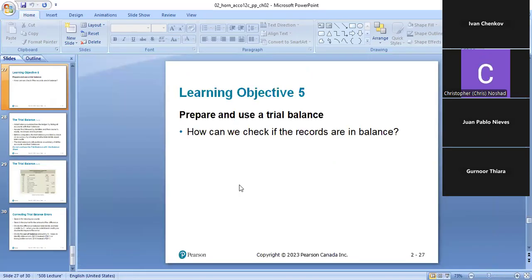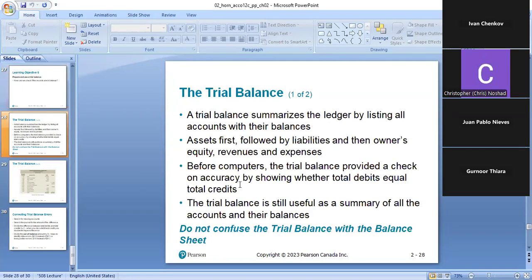What do we need the trial balance for? To tell us all the balances of all the accounts that we have in the company, either liability, equity, revenue, or expenses. We want to see everything on one sheet, in one place. So the trial balance simply summarizes the ledger, using all the accounts with only the final balances.